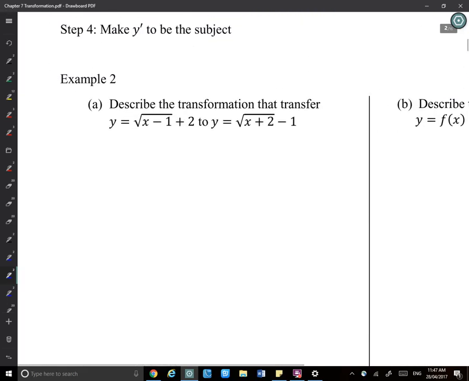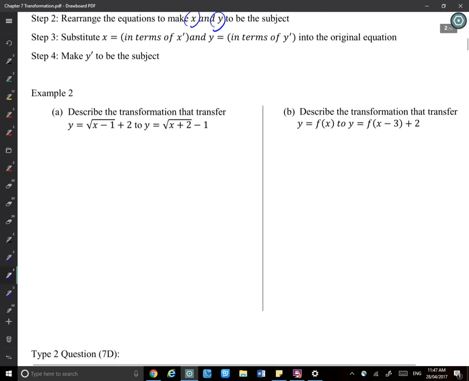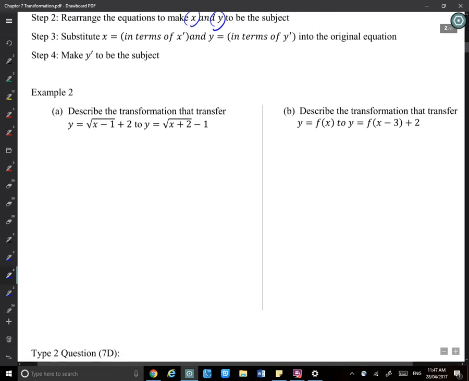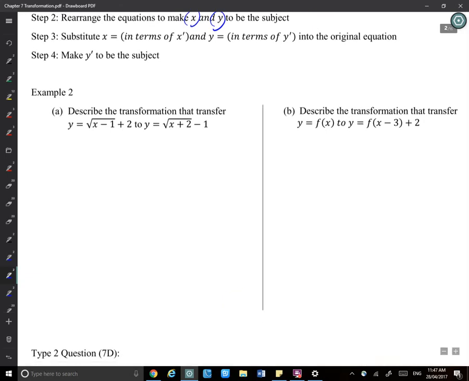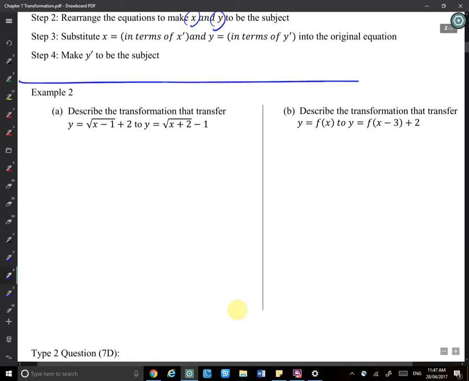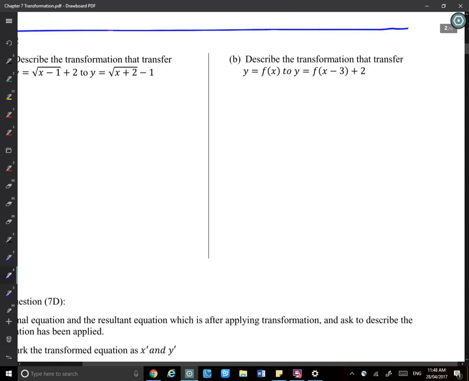Let's have a look at example 2. Example 2 is a type 2 question now. We finished type 1. I will just draw a line here. What you have above is a type 1 question. And now let's have a look at a type 2 question.